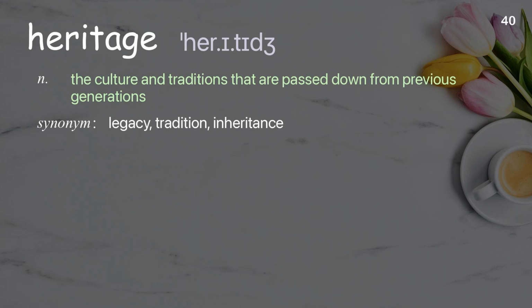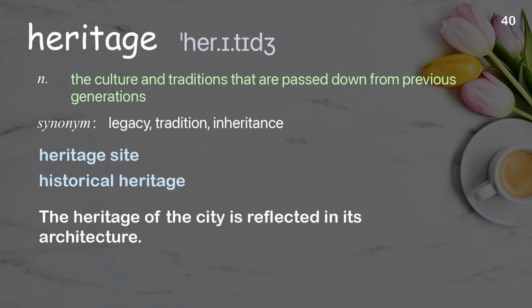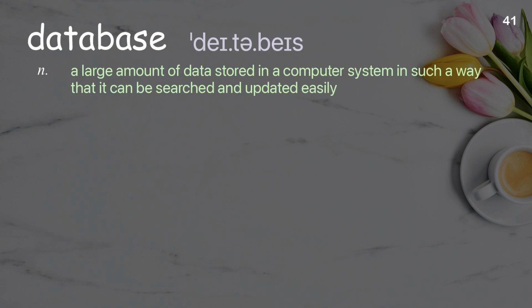Heritage: The culture and traditions that are passed down from previous generations. Examples: Heritage site. Historical heritage. The heritage of the city is reflected in its architecture.